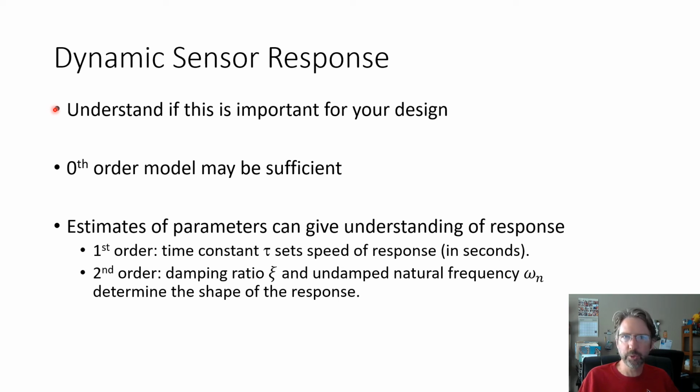But if you're controlling something really active like an anti-lock braking system or a quadcopter drone, you're going to need sensors that have a faster response. So most of the time, the 0th order model, where we just neglect time considerations altogether, works fine. But if not, consider a 1st order model or a 2nd order model, and that will usually get the job done.